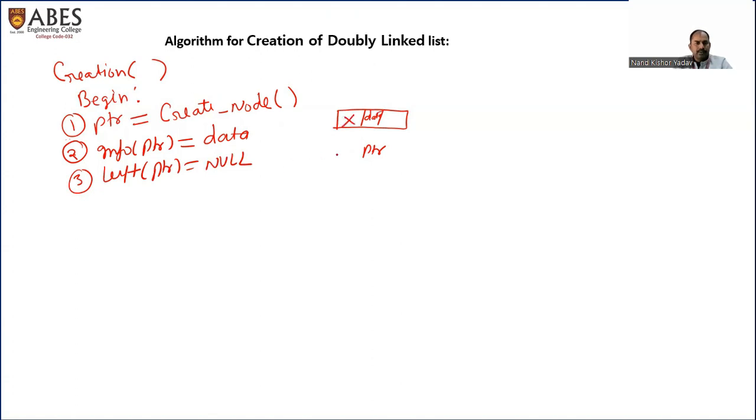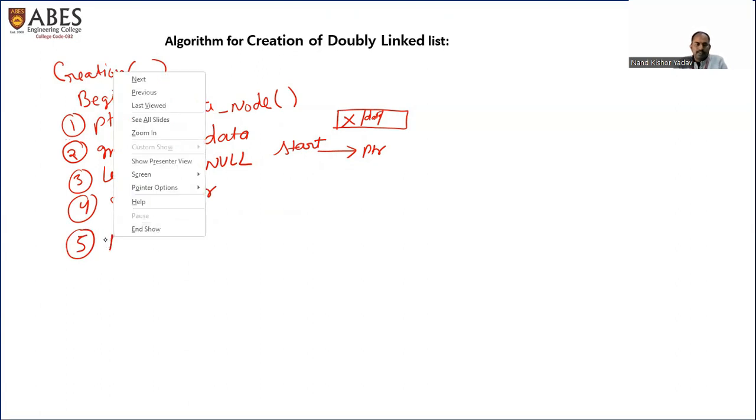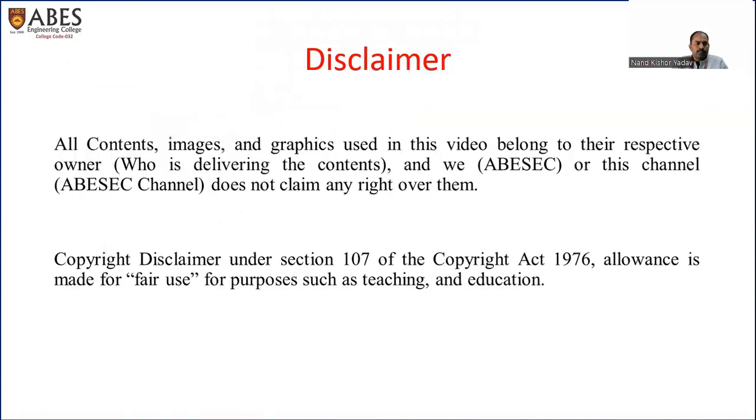And this is our starting node, so that's why we have to allocate a start pointer to this variable. Start holds the address of the first node, that's why we have to write here start is equal to PTR in the fourth step. Now in the fifth step, suppose the user wants to create a second node also, so we need to use a loop here.